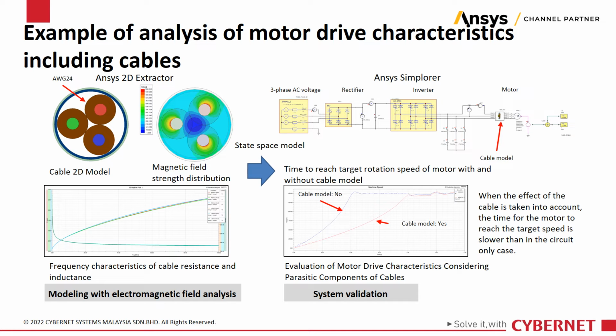The lower right shows the time required for the motor to reach the target rotation speed with and without the cable model, and it can be seen that the time is longer when the effect of the cable is taken into account compared to the circuit alone. In this way, combining the system simulation and cable characteristics makes it possible to study motor drive characteristics that are closer to actual behavior.